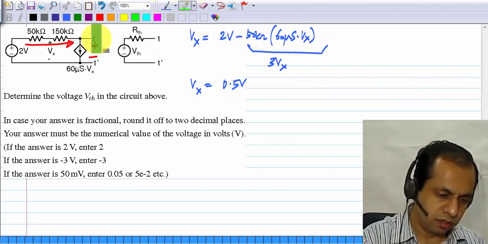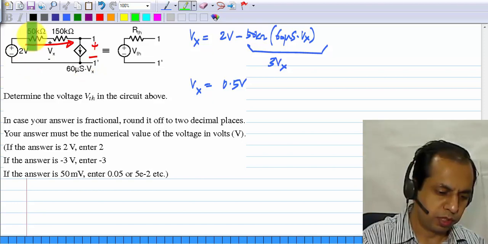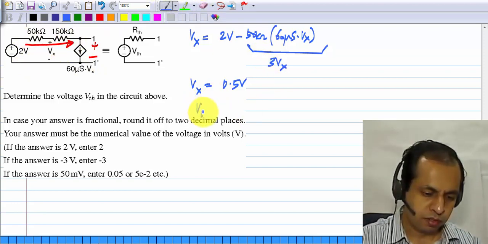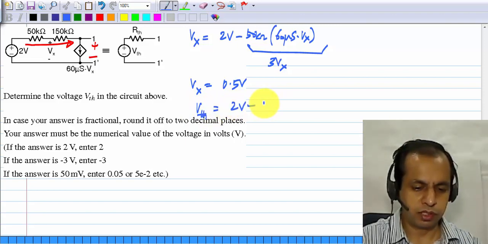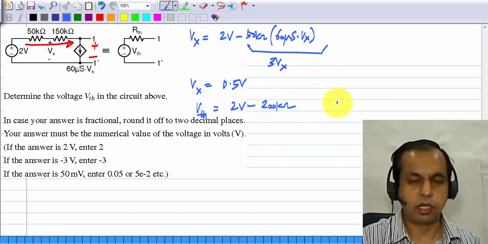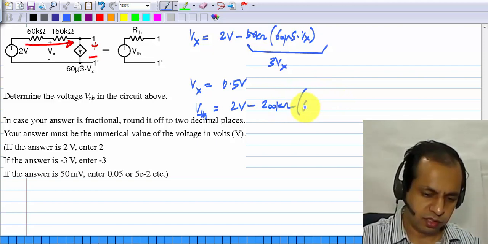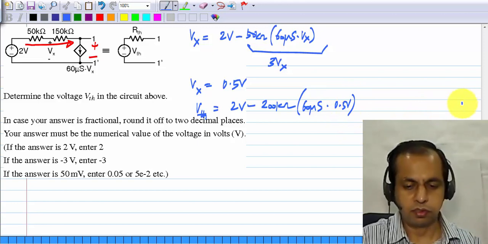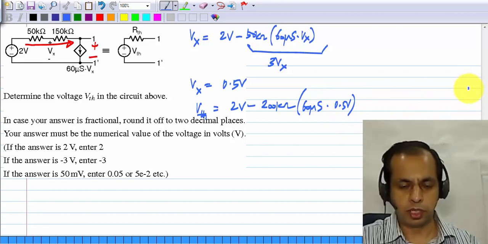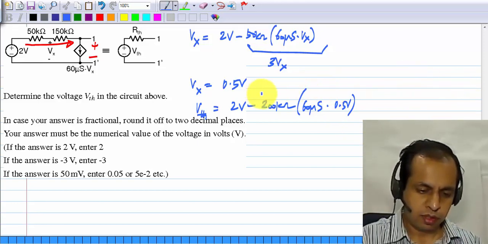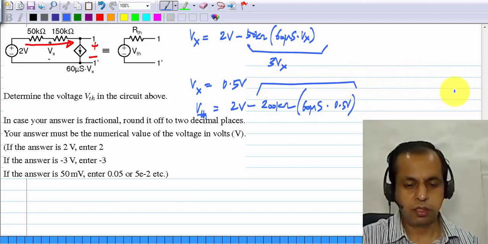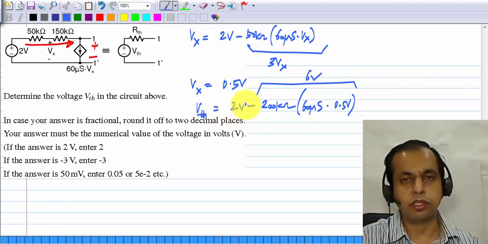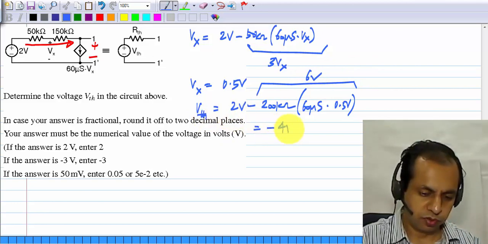and the voltage between these 2 points is 2 volts minus 200 kilo ohms times the current. Okay, so Vth is 2 volts minus 200 kilo ohms times the current, and the current is 60 microsiemens times half a volt. Okay, and this whole thing comes out to be 6 volts. So the Thevenin voltage is 2 volts minus 6 volts, which is minus 4 volts.